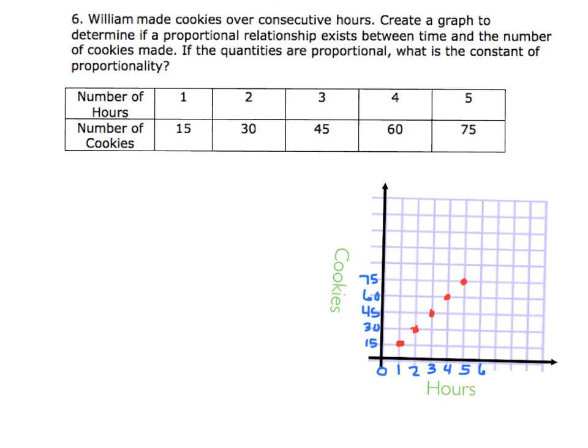5, he made 75. Now, they did not put this in the table, but what about 0 hours? If he was cooking for 0 hours, he would make 0 cookies. So I can graph that. Okay, it looks like it's going to make a straight line. All right, and I want to know, well, is this proportional?